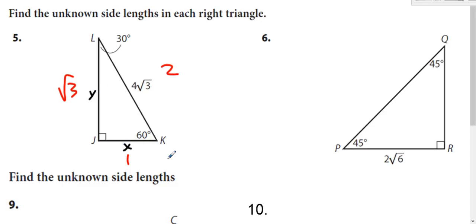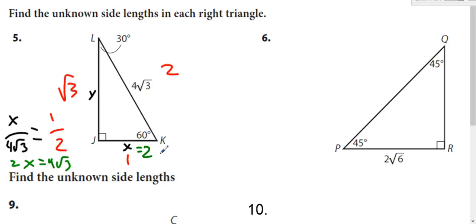We don't know these two sides, so we're going to write the proportion however we want. We can go x over 4 square root of 3 equals 1 over 2, and then cross multiply. 2x equals 4 square root of 3. So x equals, divide by 2, you get 2 square root of 3.